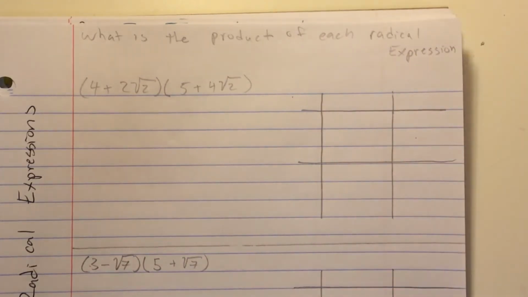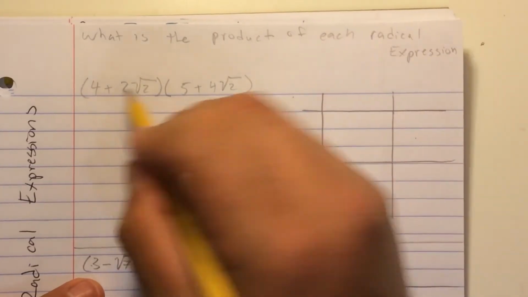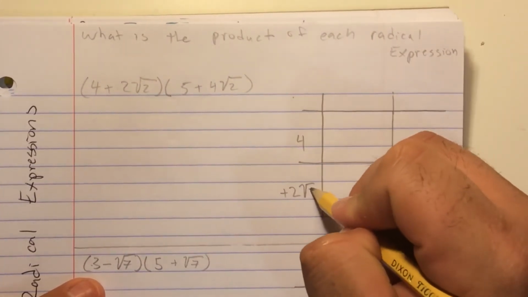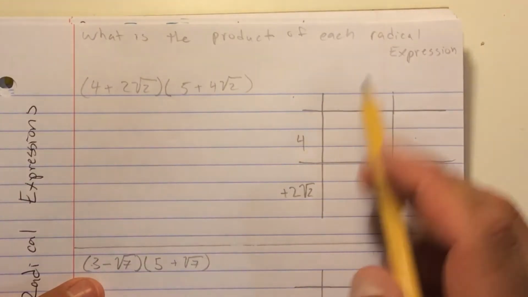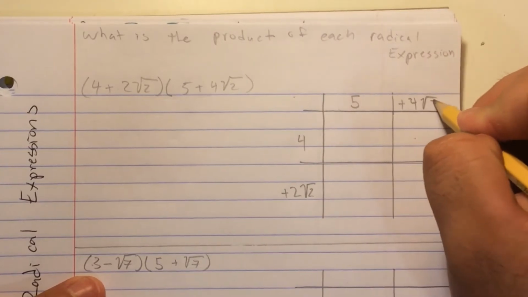So we're going to look into this right now. The first thing we're going to do is, you see I have this set up. This is the way I'm going to multiply my radical expressions together, because you can use distribution, but I don't recommend it. It gets a little messy, and there's enough space in here that we can do some of the work that we need to do. So I'm going to put my first expression here, 4 plus 2 radical 2, and my second one on top, which is 5 plus 4 radical 2.